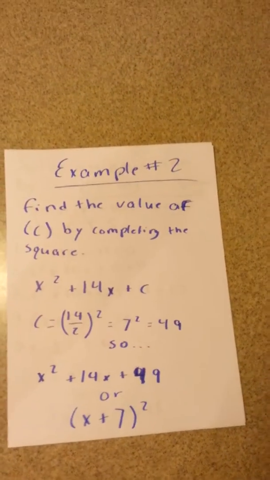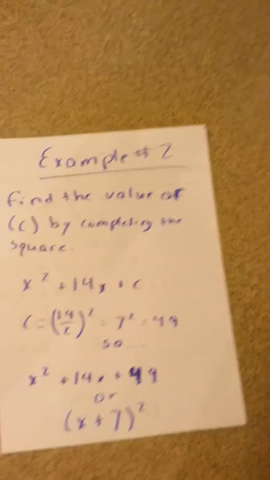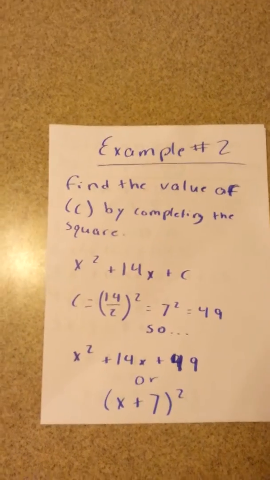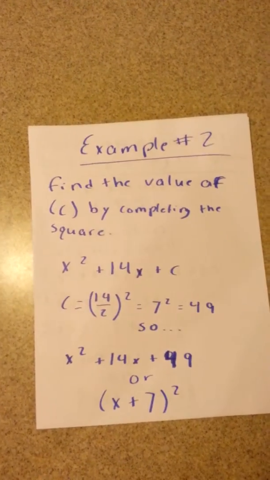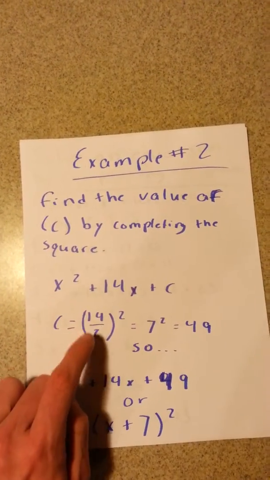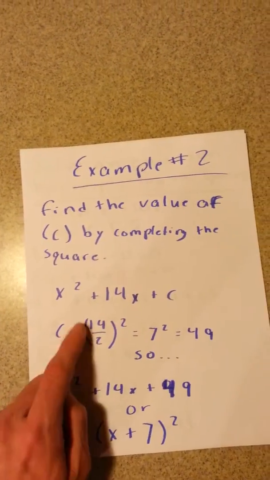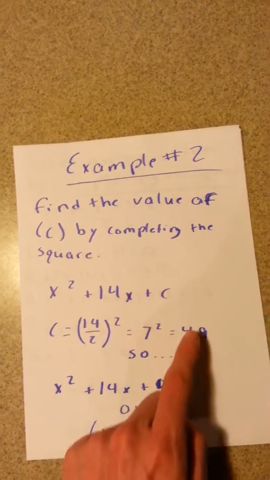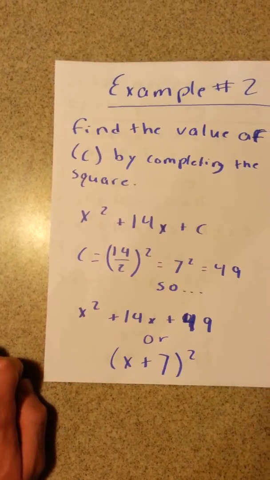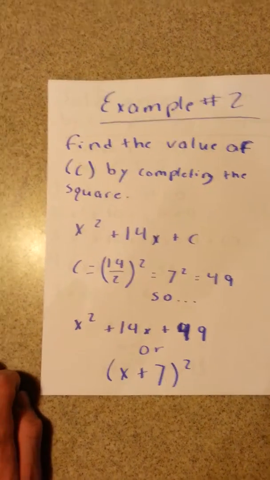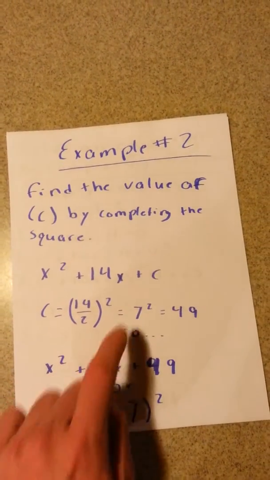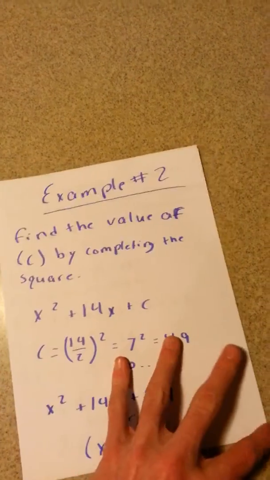Now example 2. Same thing, just going a little quicker, not writing out the steps though. Find the value of c by completing the square. x squared plus 14x plus c. So what we're going to do is find 1/2 of b, 14 over 2, squared. So 14 over 2 is 7. We're going to square that, which gives us 49. So we have x squared plus 14x plus 49. Or your simplified term, where you just drop your x down, take your answer from step 1, right there, that's 7, and square it. Pretty easy, right? That's what I thought.